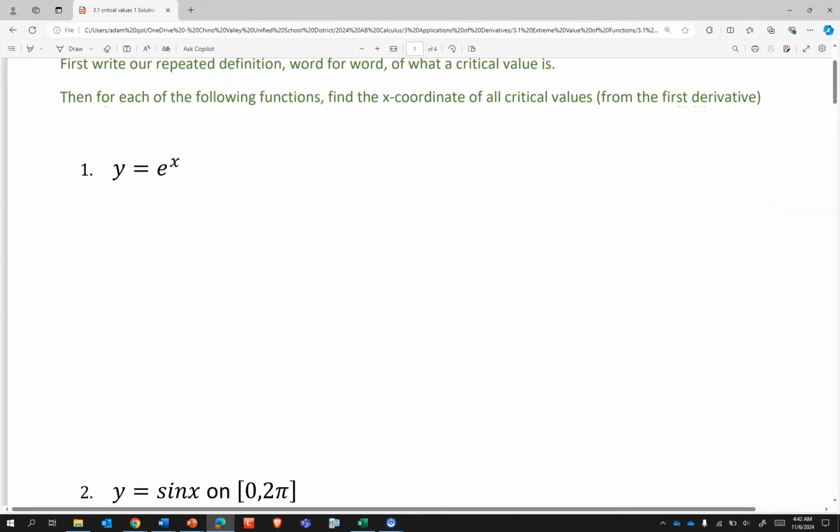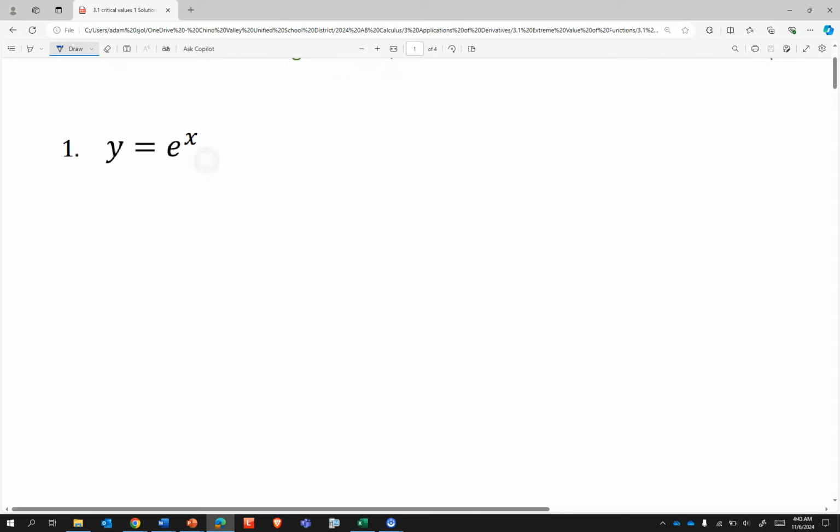Thinking about e to the x. E to the x has no critical values. No maximums, no minimums, no turning points, which is really why we care about critical values. But either way, we're going to find the derivative of e to the x.